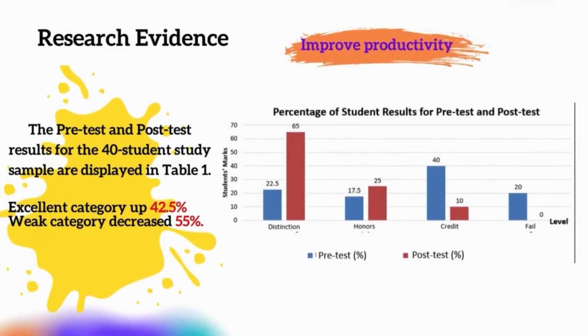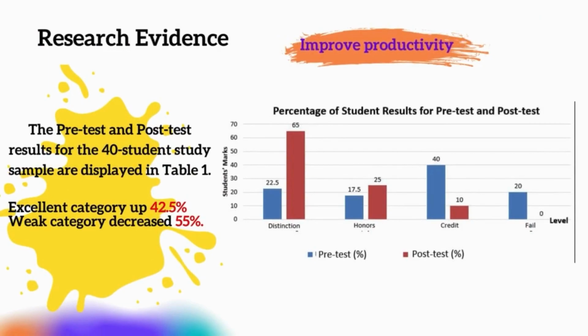The pre-test and post-test data from study sample of 40 pupils were analyzed. It is discovered in post-test that the excellent category increased up to 42.5% and weak category decreased to 55%. This demonstrates that Ires card game gives impact in the improvement of students' achievement in the subtopic of immune response.